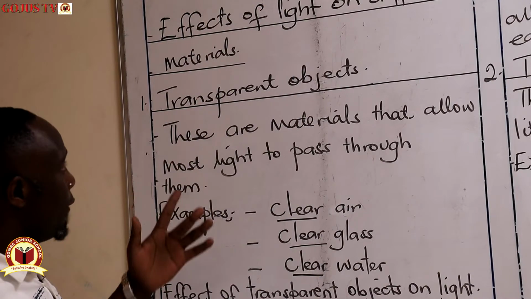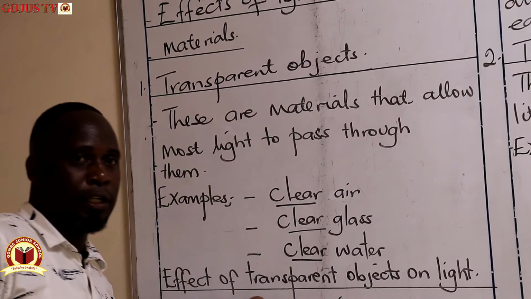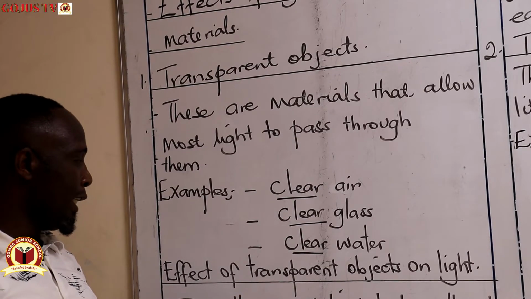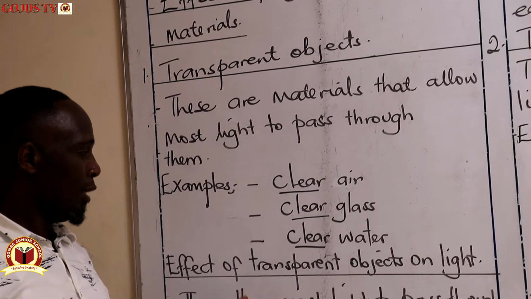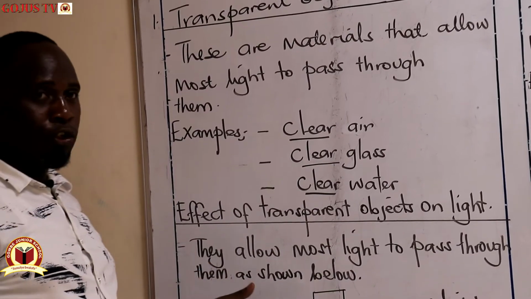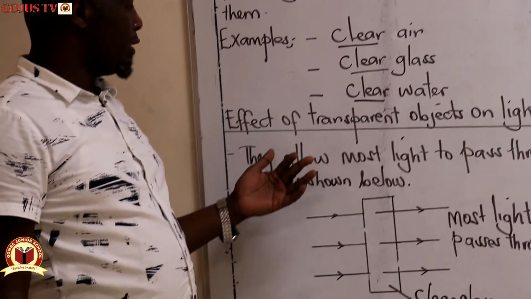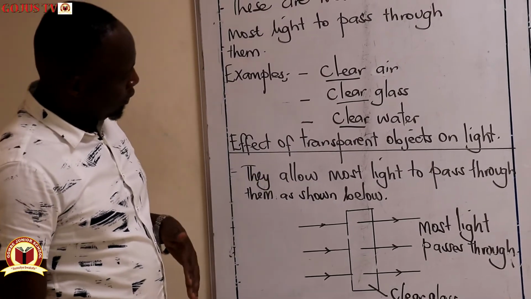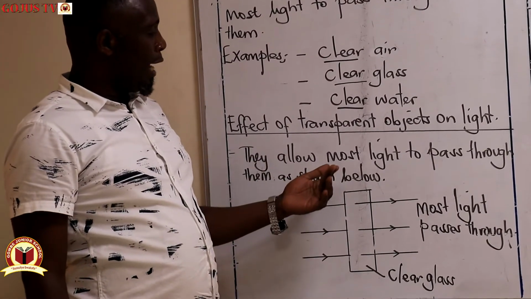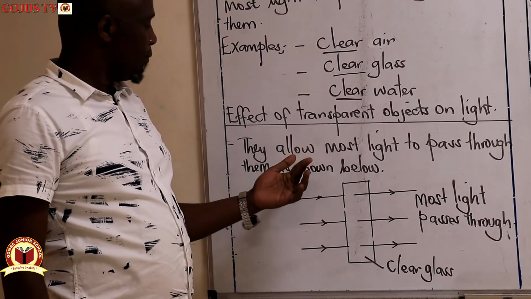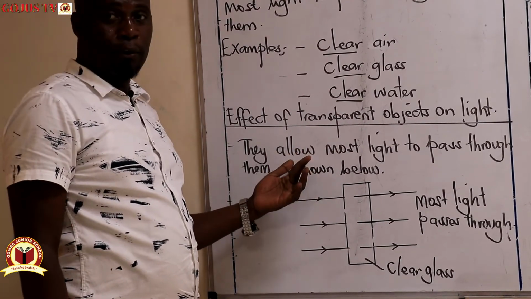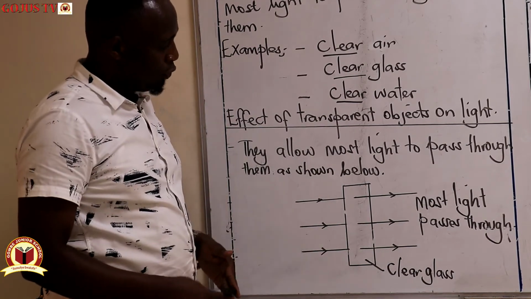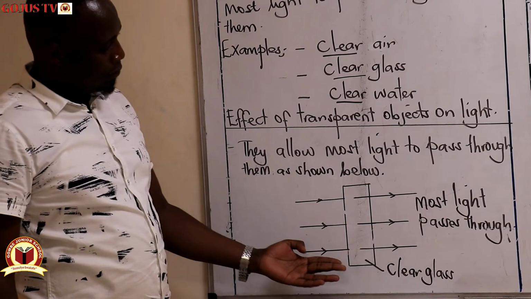We're talking about the effect of light on different materials. And these transparent materials, the effect that they have on light is that they allow most light to pass through them, as shown in this diagram. Dear candidates, an effect can be negative or positive. So that's why we're saying that they allow most light to pass through them easily. It may be negative or positive. So the diagram here clearly shows a transparent material.